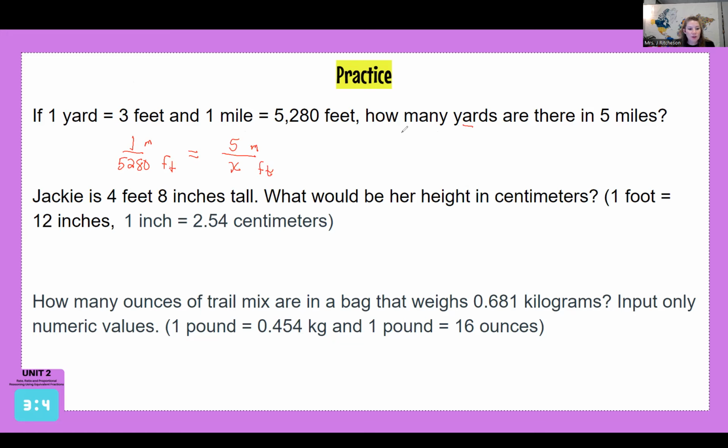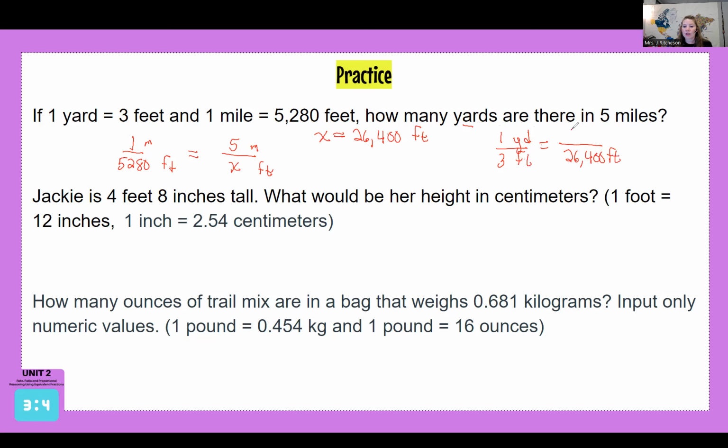All right, so if we cross multiply, we'd say 1 times x is x equals 5,280 feet times 5 is 26,400 feet. So in 5 miles, there's 26,400 feet. Okay. Now we can set up how many yards are in this many feet. Okay. So 1 yard is equal to 3 feet. This is 26,400 feet.